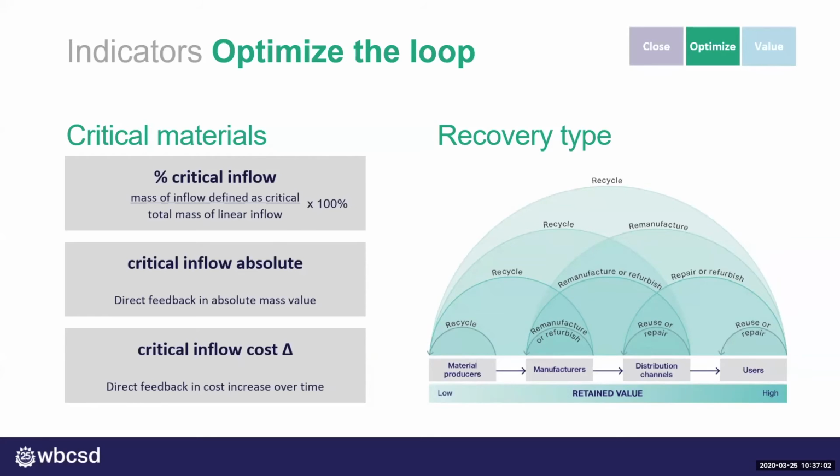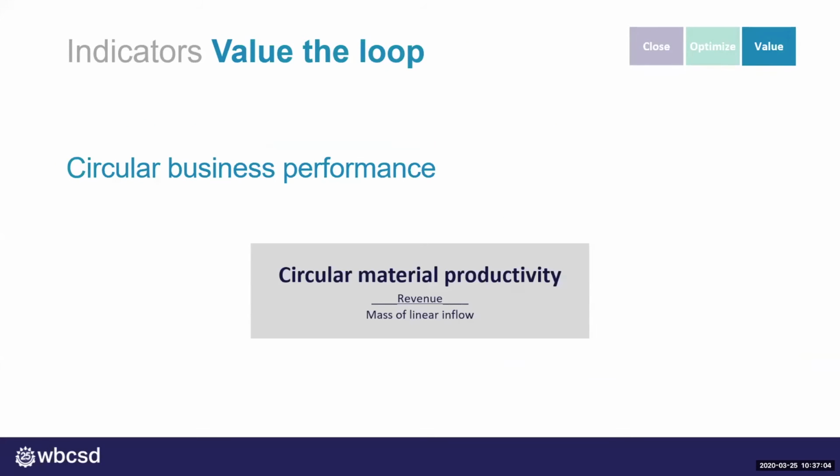The final module is called Value the Loop, which currently has one indicator, the circular material productivity. This is the revenue divided by the linear inflow. A one-off measurement will not tell that much. It will give $1 per ton or €1 per kilogram. The most relevant is to track this over time, to demonstrate decoupling of the revenue from the dependency of linear inflow.